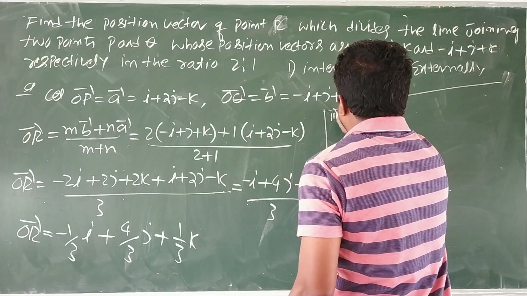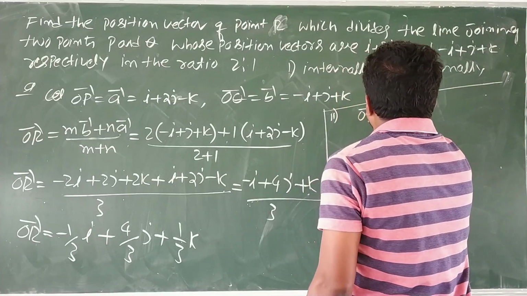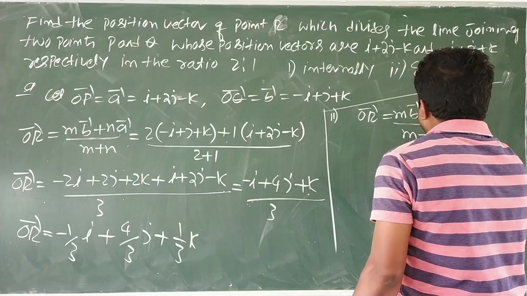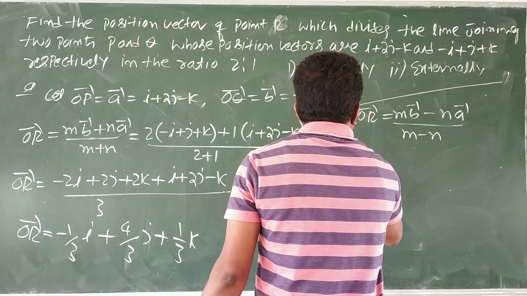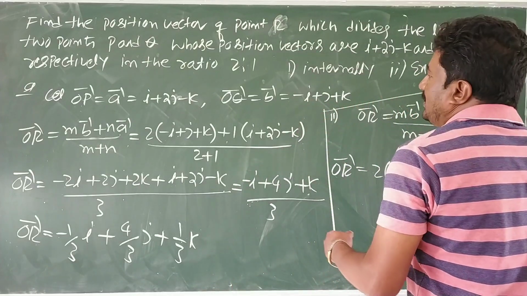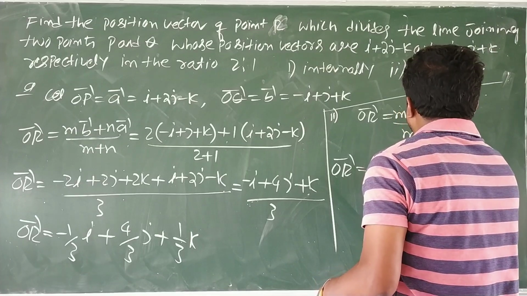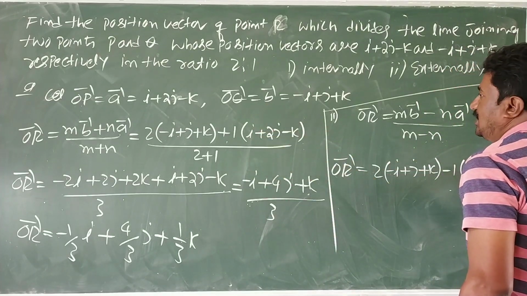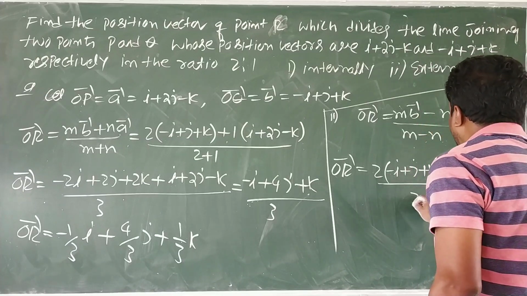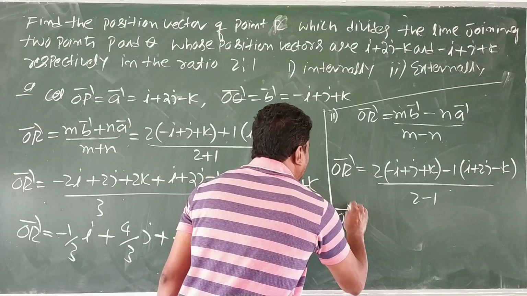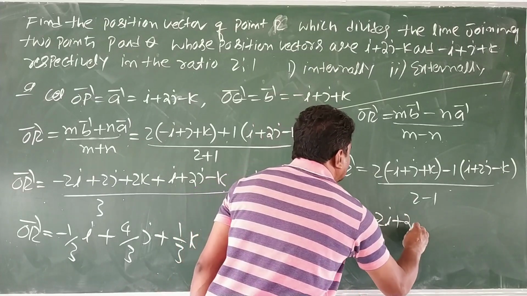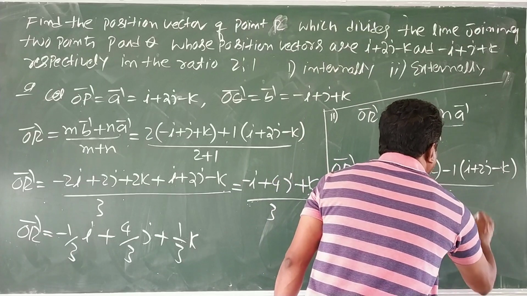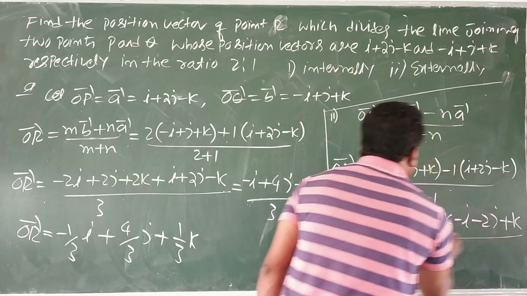External division, the second one. Tell me the formula. OR is equal to (mB minus nA) by (m minus n). M is 2, so 2 into B. How much is B? Minus i plus j plus k. Minus n is 1 into A, tell me A, i plus 2j minus k, by m minus n, 2 minus 1. Multiply by 2: minus 2i plus 2j plus 2k, minus i minus 2j plus k, by 2 minus 1, which is 1.